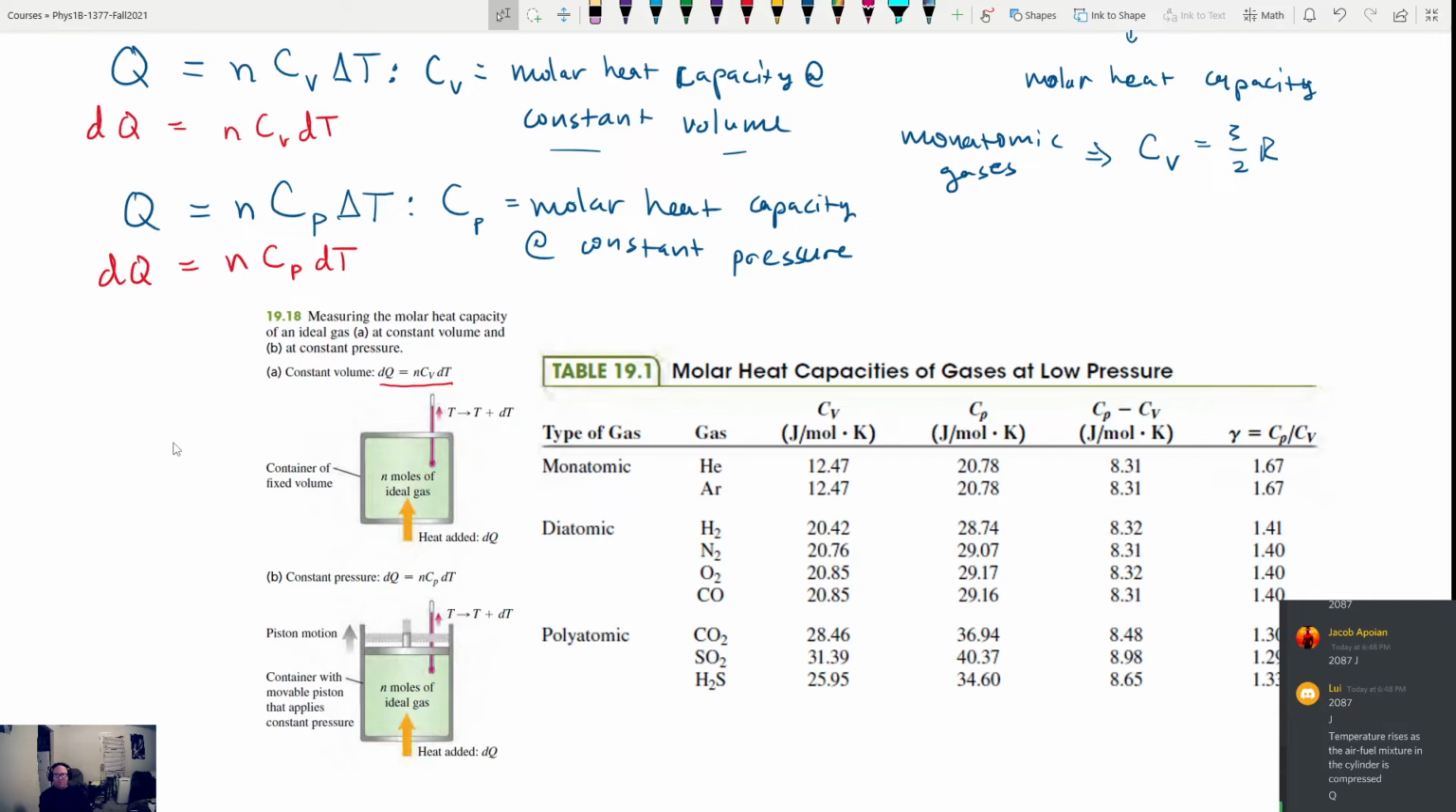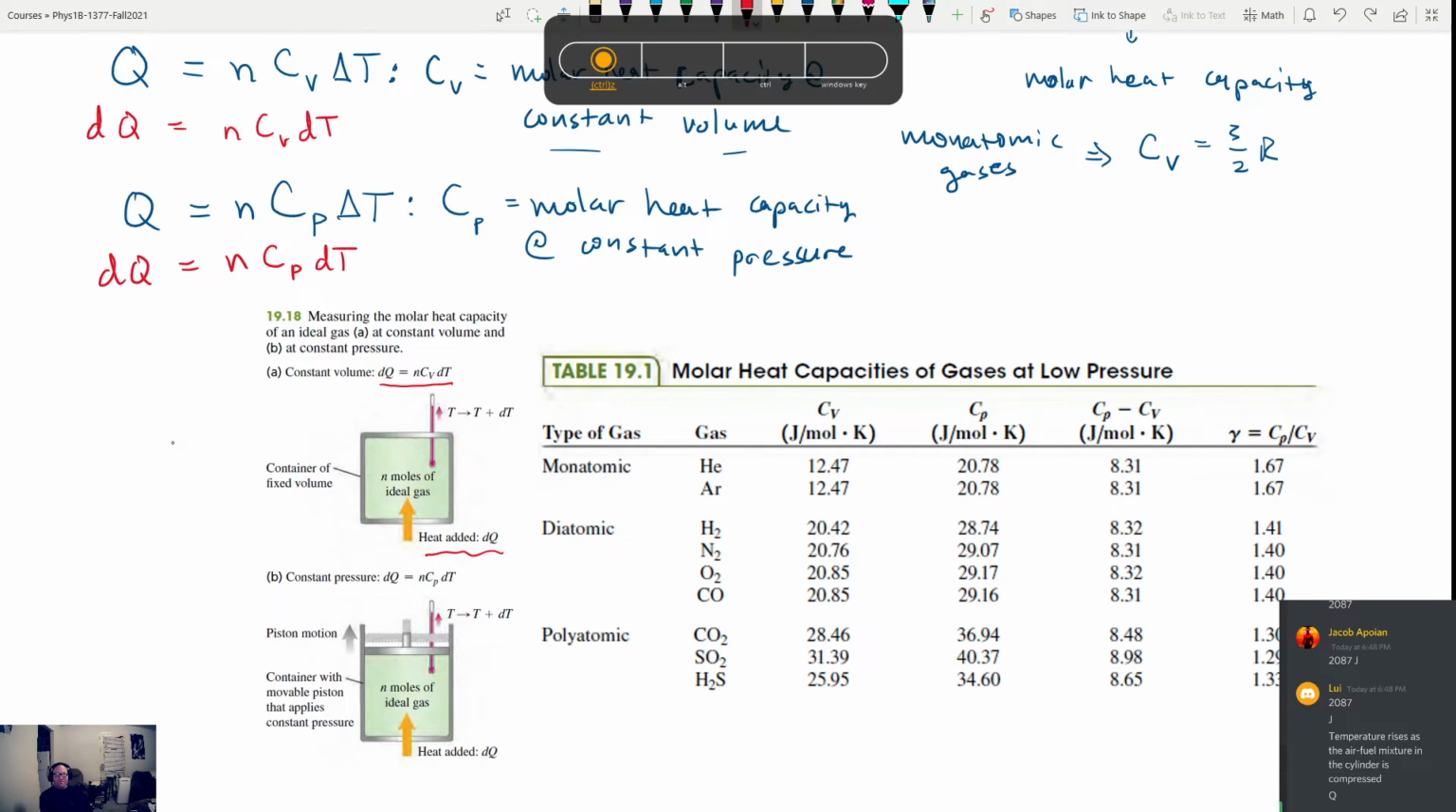So constant volume, you have a container of fixed volume, right? You add heat dq, presumably an amount of heat that you can measure that you've added, and then you look at the change in temperature. The temperature goes from T to T plus dt, and then all you need to do is to relate the change in temperature to the heat that comes in, and as long as you know the number of moles of the gas, you can basically use this as a way to measure CV.